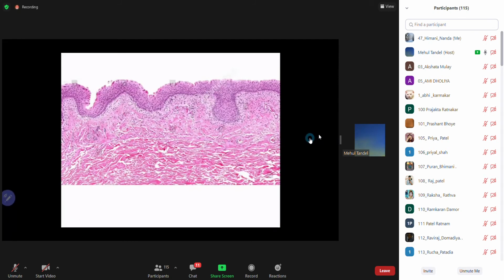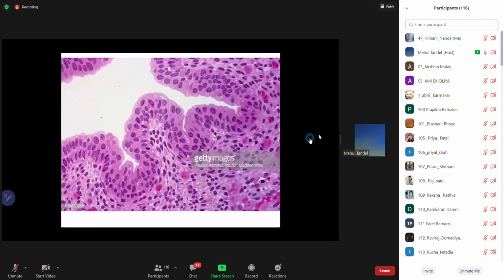Here you can see similar appearance but surface cells are large, dome shaped, umbrella shaped with round nuclei. This is transitional epithelium. Okay, features are the same as stratified squamous epithelium, only the surface cells are large, dome shaped, umbrella shaped with round nuclei. Similar thing you can see, surface cells large dome shape, umbrella shape with round nuclei. Okay, transitional epithelium.